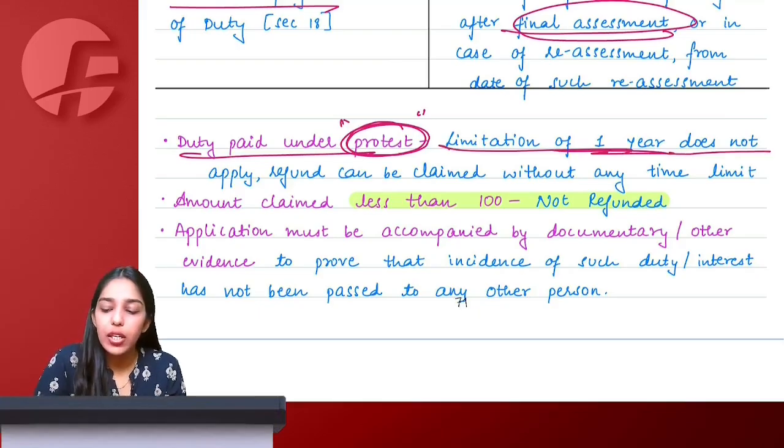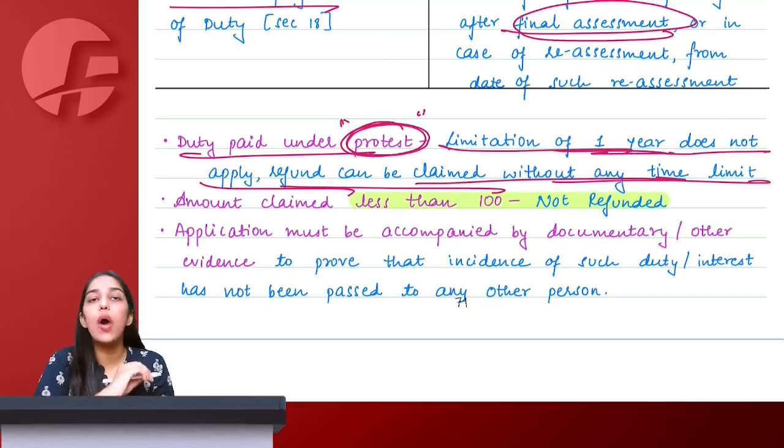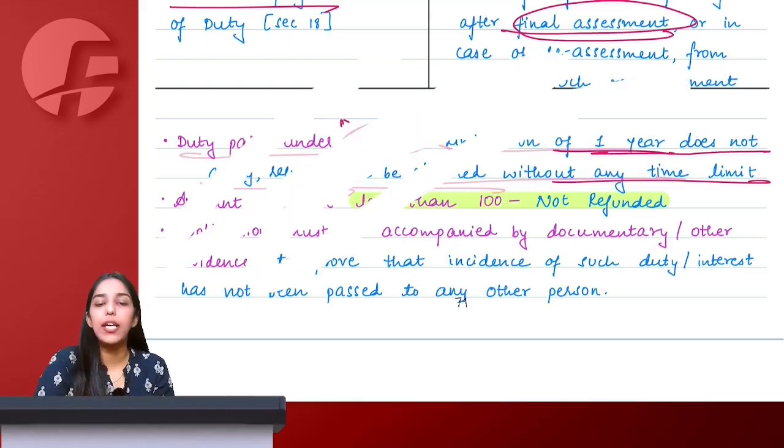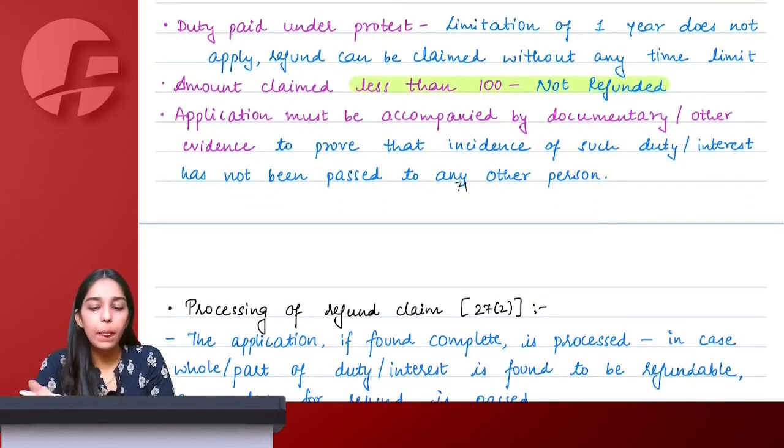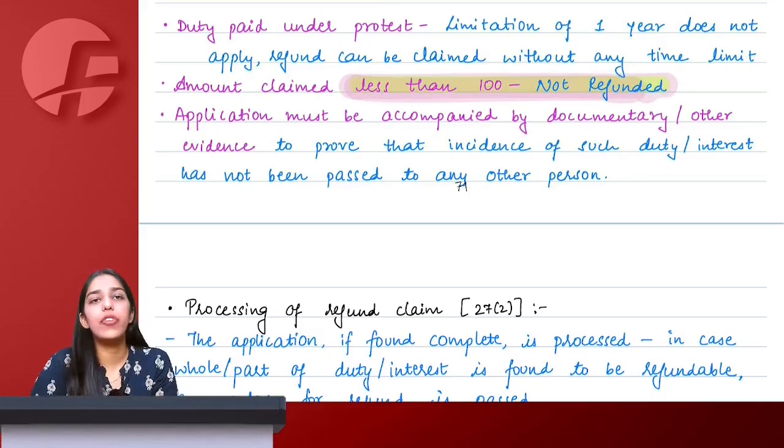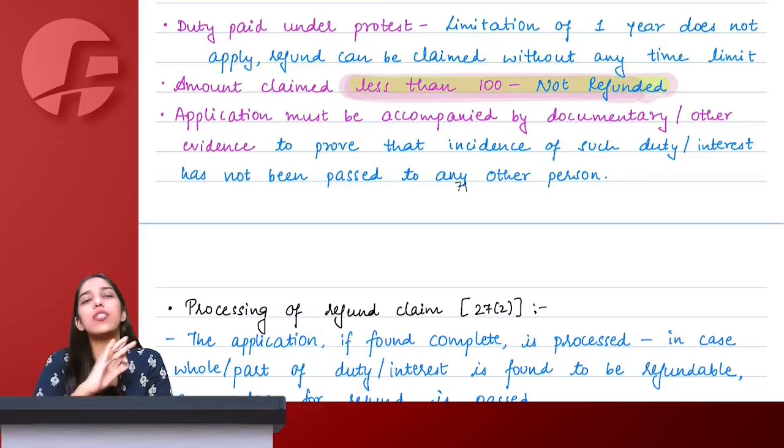So the limitation of 1 year does not apply. Refund can be claimed without any time limit if I had originally paid my duty under protest. If you want a refund of less than 100, please do not apply.